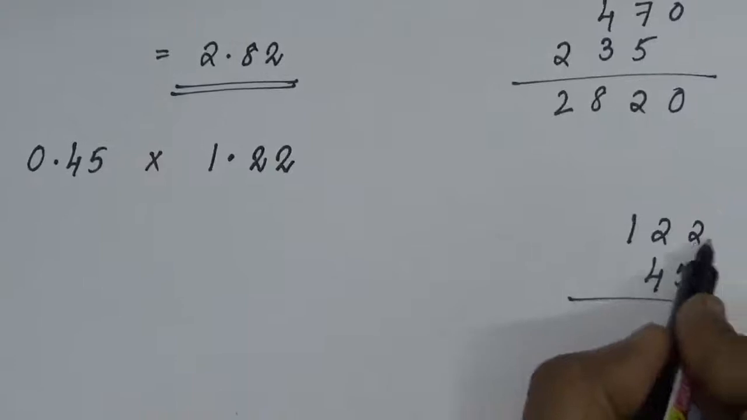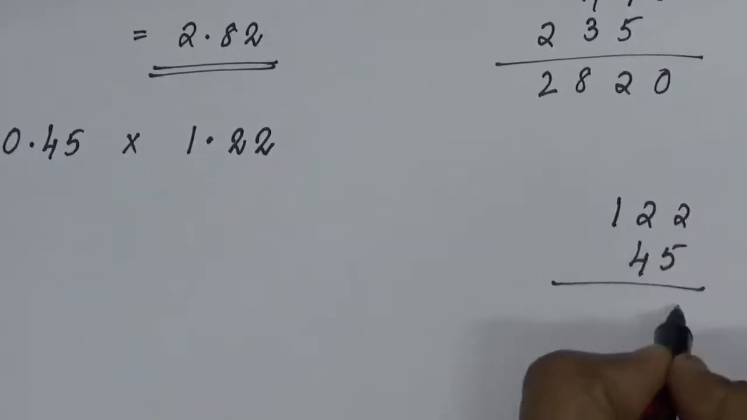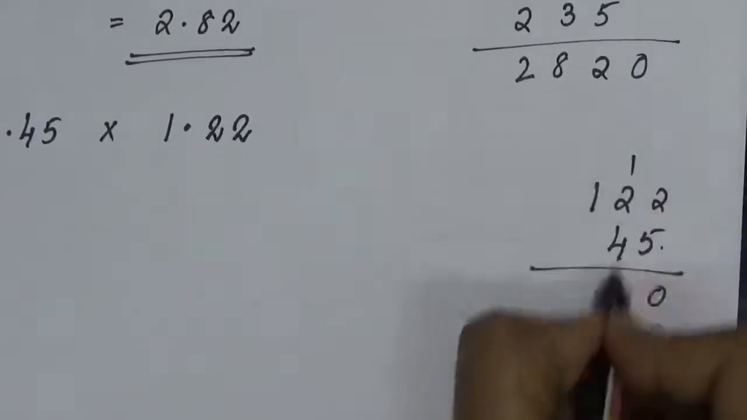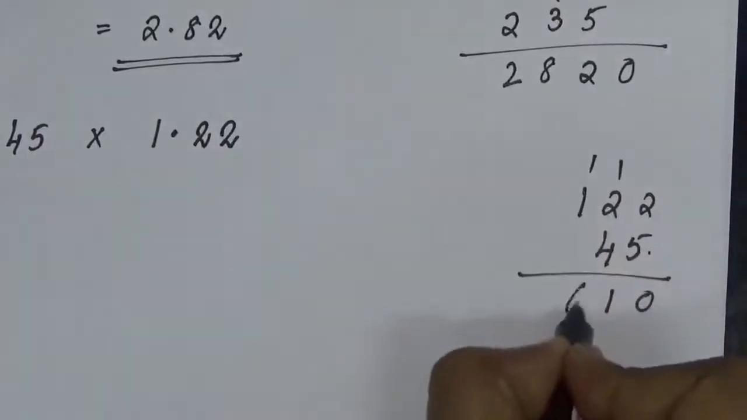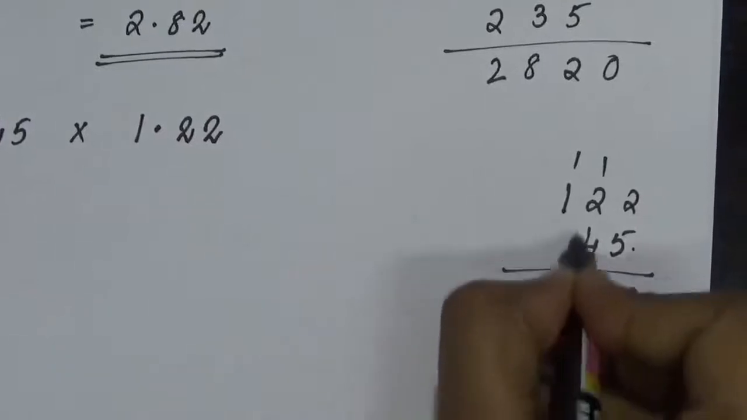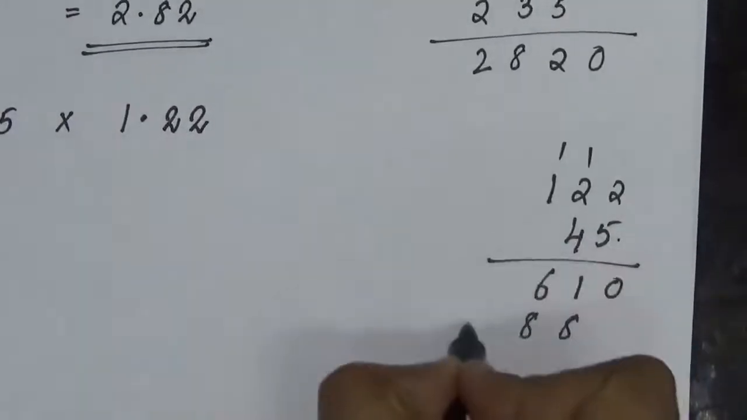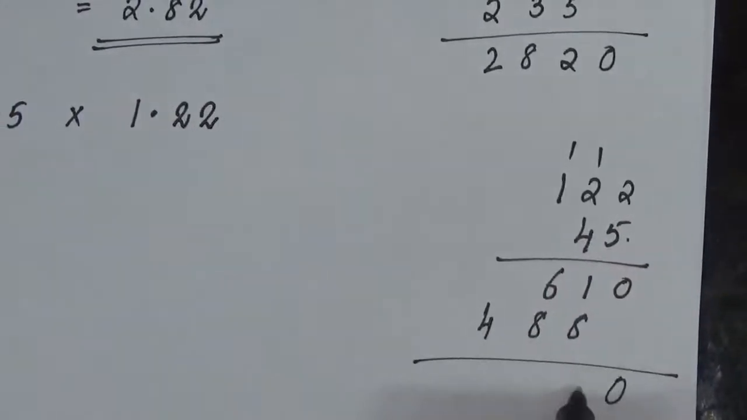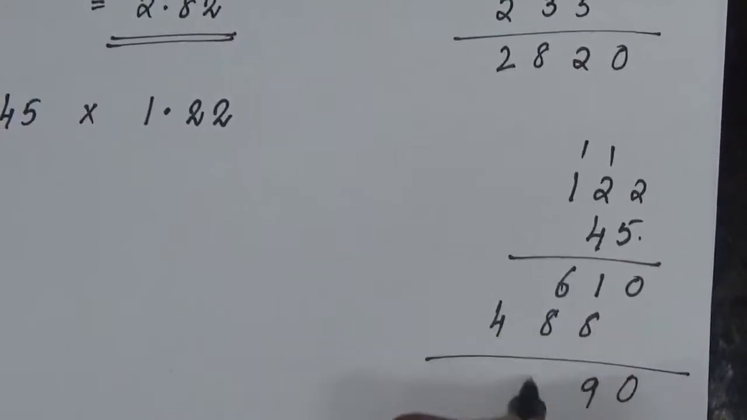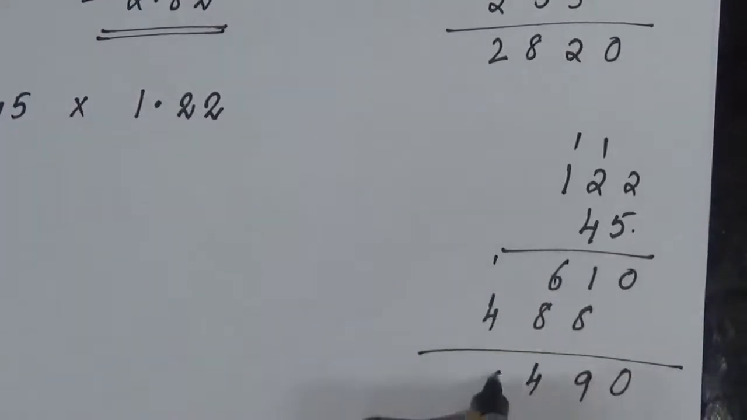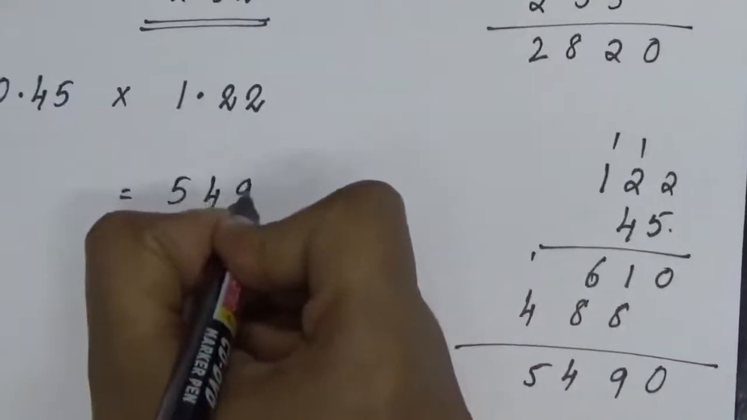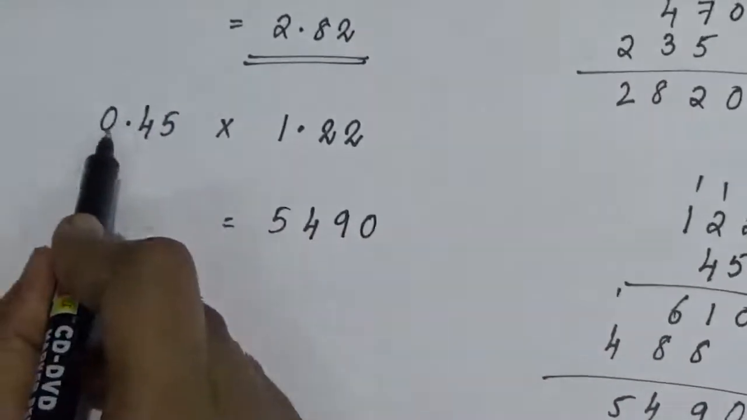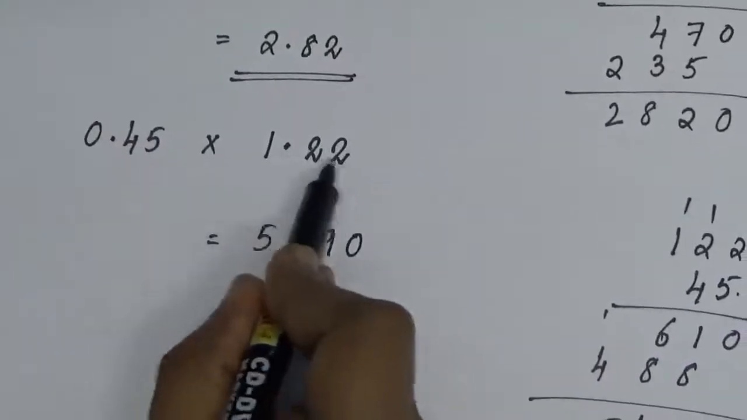So let's multiply the numbers 122 and 45. What do you get? 2 5s are 10, 1 2 5s are 10 plus 1 is 11, 1 5s are 5 plus 1 is 6. Now 4 2s are 8, 4 2s are 8, 4 1s are 4. 0, 8 plus 1 9, 6 plus 8 14, 1 plus 4 5. So we have the number 5490.